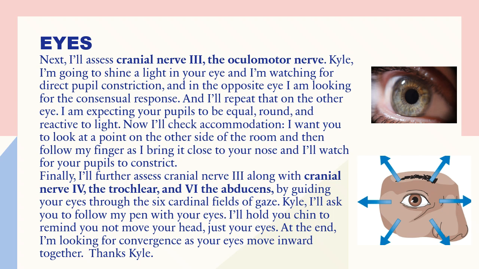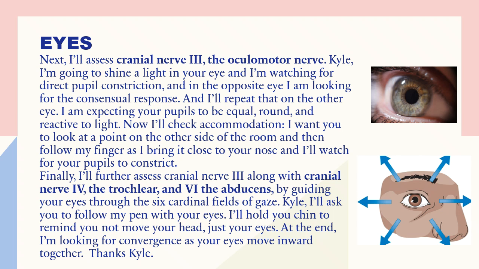Next, I'll look at cranial nerve 3, the oculomotor nerve. Kyle, I'm going to shine a light in your eye, and I'm watching for direct pupil constriction. And in the opposite eye, I'm looking for the consensual response. And I'll repeat that on the other eye. I'm expecting your pupils to be equal, round, and reactive to light.